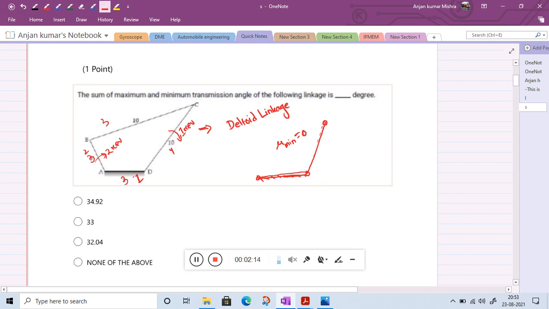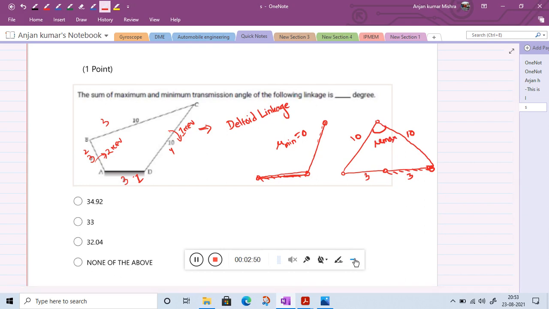So what will be the condition for mu maximum? When link number 2 makes 180 degrees with the fixed link, then we can have the maximum transmission angle. So this is 3, this is 3, this is 10, and this is 10, and this is your mu max. So we only need to calculate what mu max will be here.